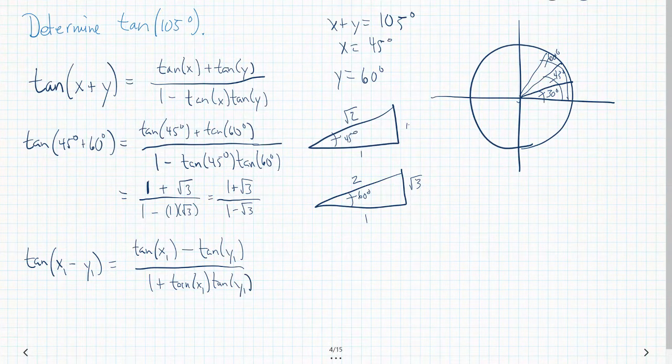So any guesses as to what angles we'd use here to try and make it easy on ourselves? What would we want x sub 1 and y sub 1 to be? Notice we want x sub 1 minus y sub 1 equal to 105 degrees. Any ideas on some that we know?